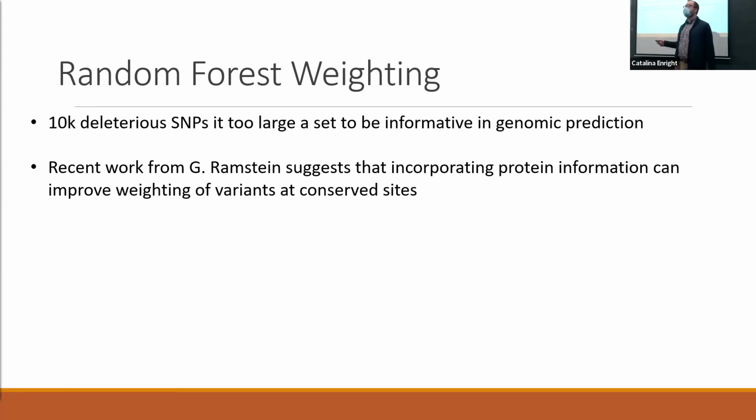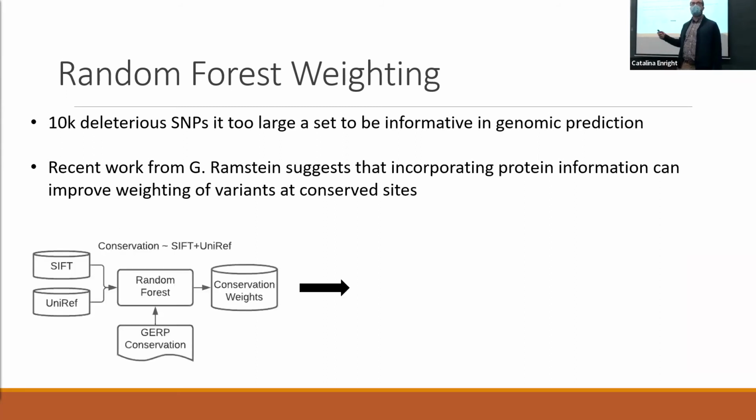So some recent work from a former lab member, Guillaume Ramstein, suggests that by incorporating protein information, we can improve the weighting of these variants at the conserved sites. And he saw significant improvements by doing this weighting and doing prediction with those high effect markers. I'm not going to go too into this, but using some information from databases like SIFT and UniRef that track evolution and protein folding, you get a random forest model that predicts conservation with a few other covariates. But this gives us these conservation weights, which is what I'm trying to get at, a more graded scale of what's the highest impact.